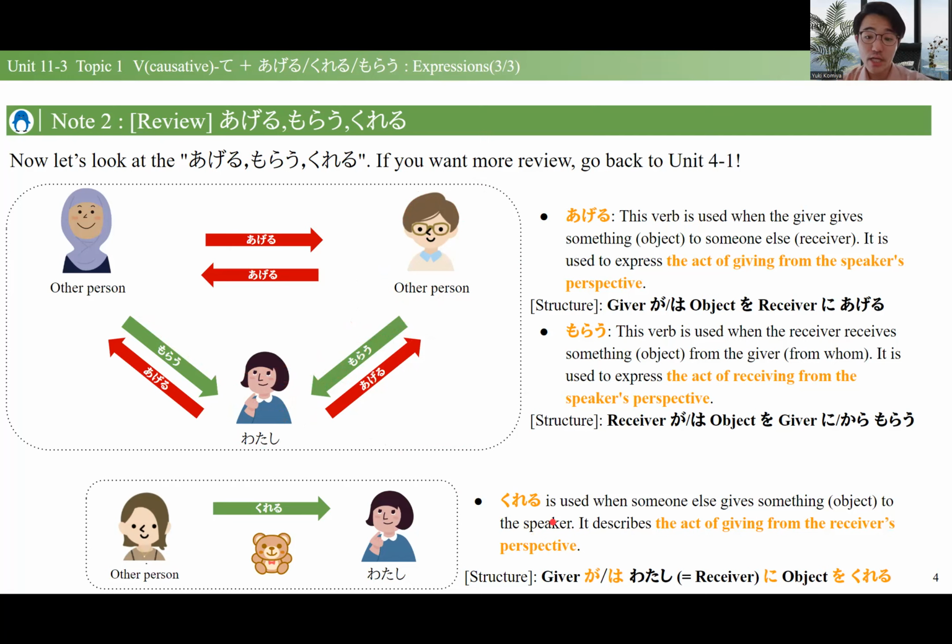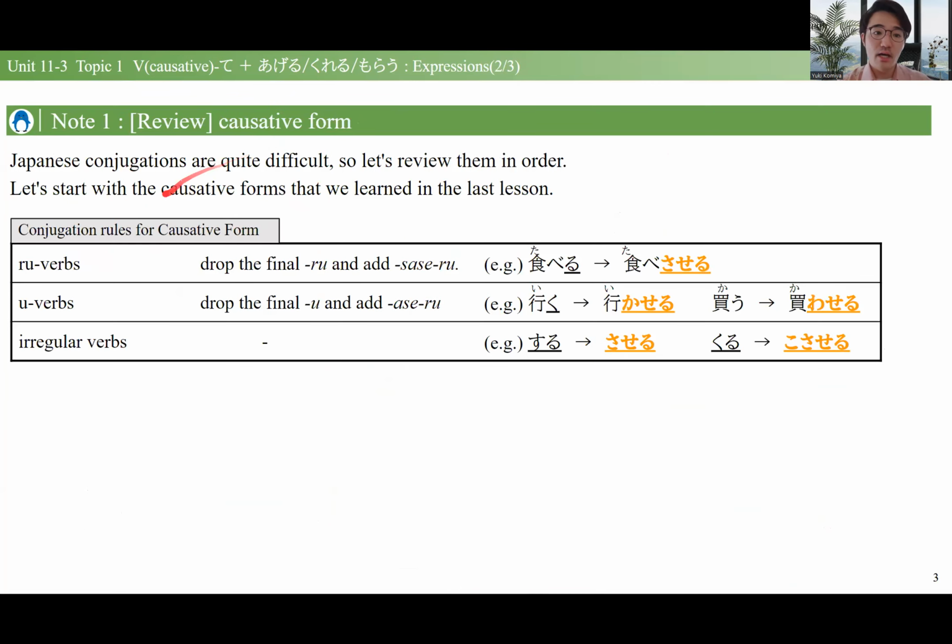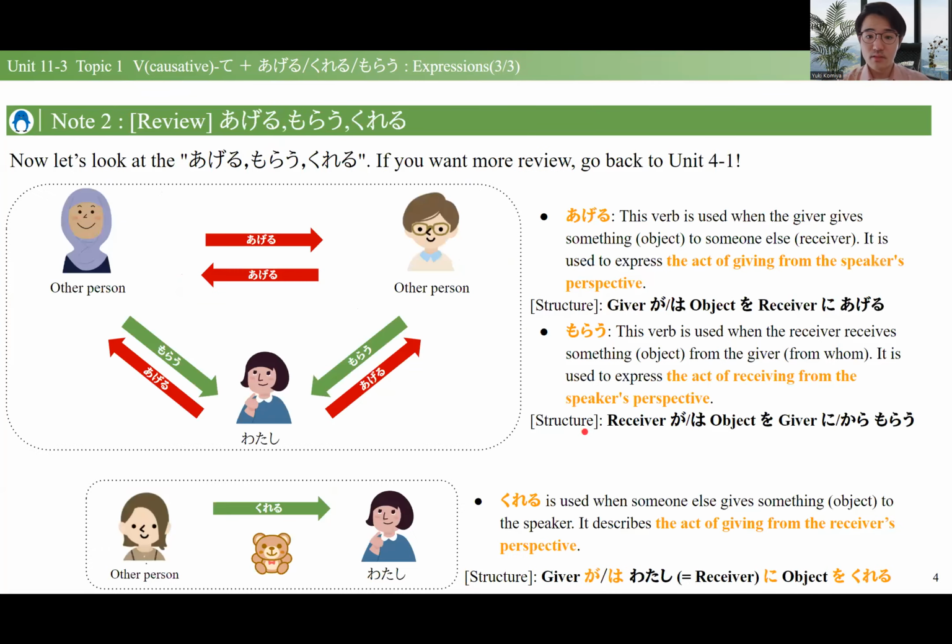Finally, we learned くれる as well. So くれる, this was a little tricky one. Meaning-wise, this is giving, but somebody gives me. That's the meaning of くれる. So the direction is the same as もらう, but you are describing the giving action from the receiver's perspective. Other person が私にぬいぐるみをくれる. So the direction of the transaction was the key for あげる, くれる, もらう. And we're going to combine that with those causative forms.